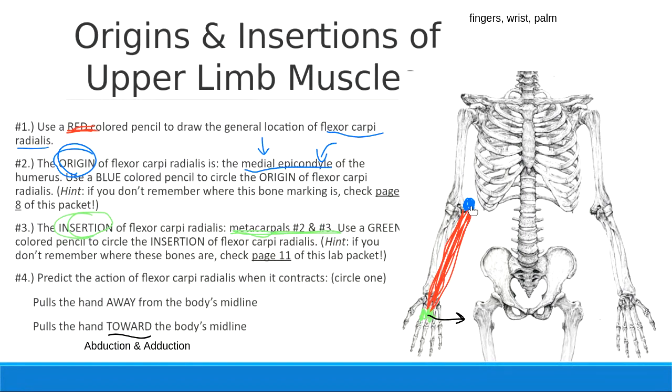The underlined word is confusing. The answer is to pull the hand away. No, the answer is pull the hand toward the midline because my origin is at the midline. My insertion is farther away from the midline. So when I bring my insertion closer to my origin, that brings me toward the midline of the body. I'm doing adduction with this muscle. Yeah, so that is correct.